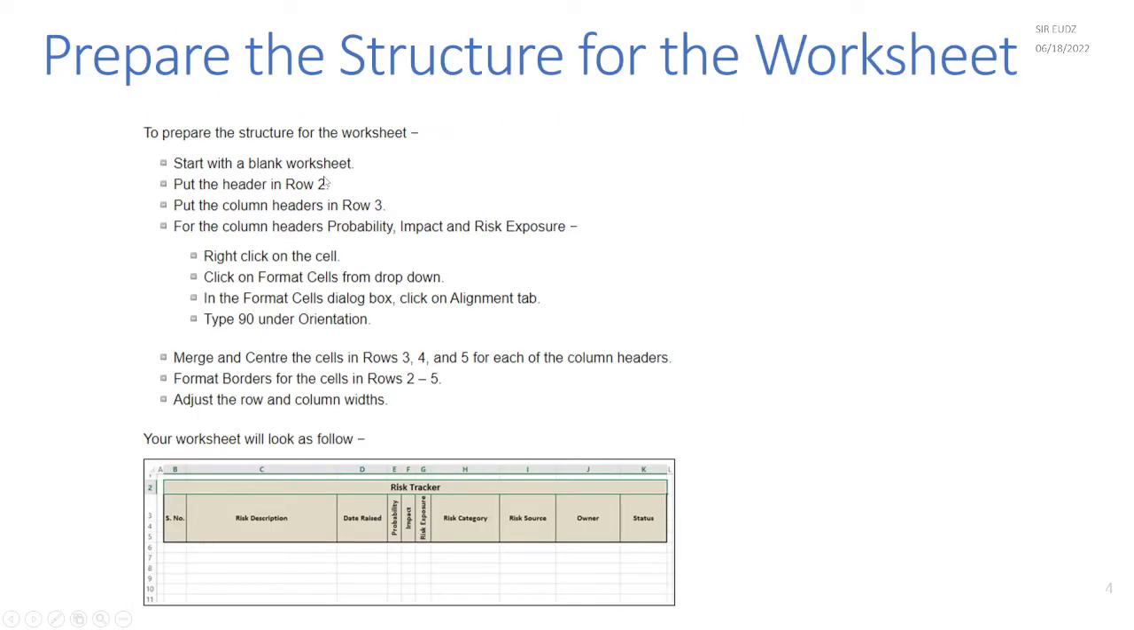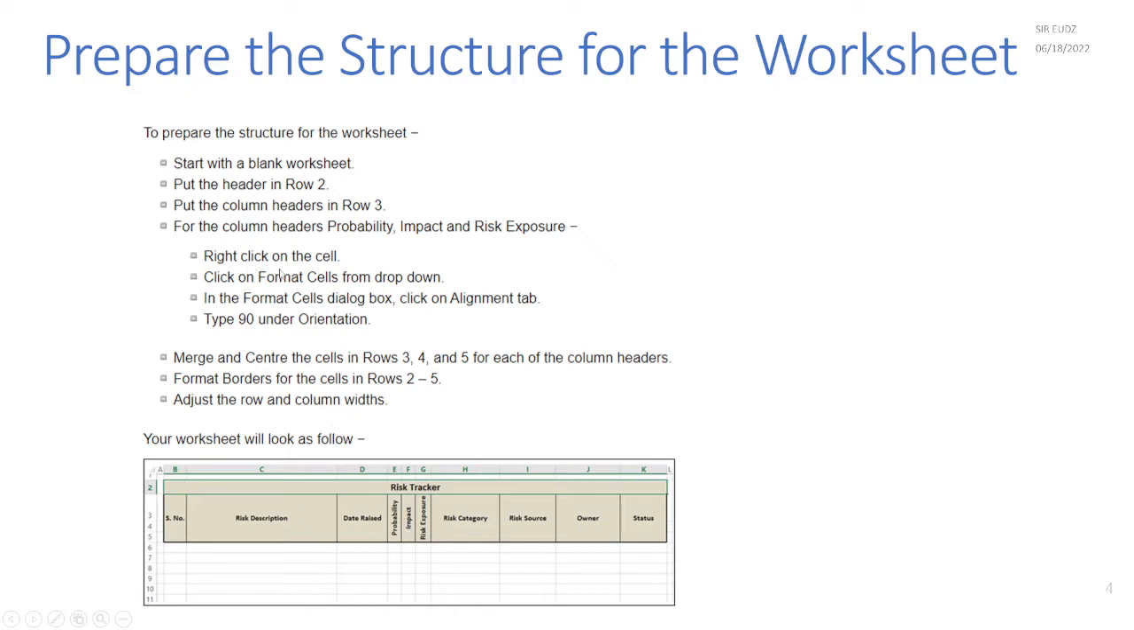To prepare the structure of the worksheet, start with a blank worksheet. Put the header in row 2. Put the column headers in row 3. So in row 3, we have the column headers: probability, impact, and risk exposure.